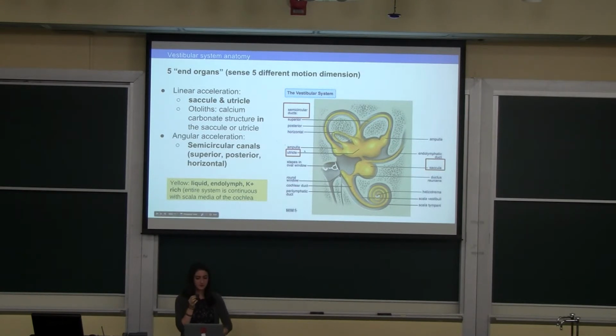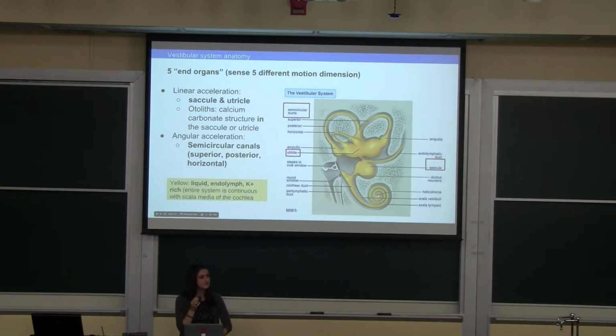So the first thing that is sensed is linear acceleration, and this is accomplished via the saccule and utricle, and also the otoliths, which are calcium carbonate structures. And the angular acceleration is sensed through the semicircular canals, which are fluid-filled and basically sense different types of angular acceleration.